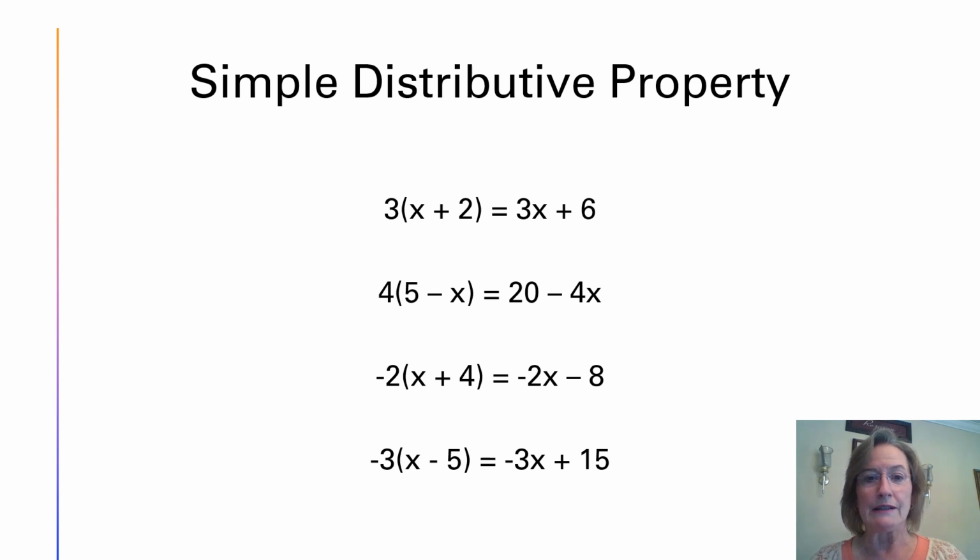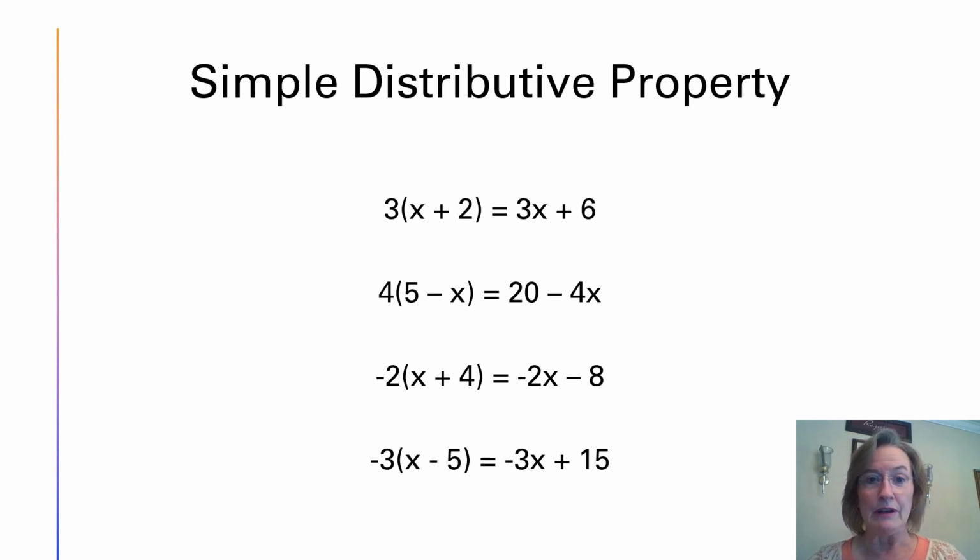Here's another simple example of how to use the distributive property. You're going to take 4 times 5, which is 20. Now this time we have 4 times negative x, which will give you a negative 4x. Okay, our next example, we have a negative 2 on the outside of the parentheses. You're going to take negative 2 times x, which will give you negative 2x, and then negative 2 times 4, which will give you negative 8.